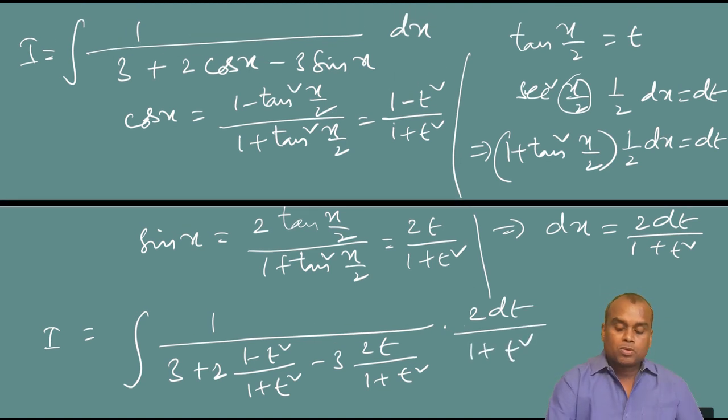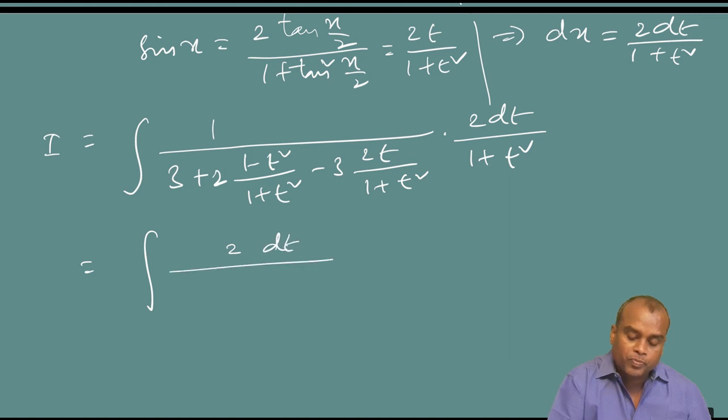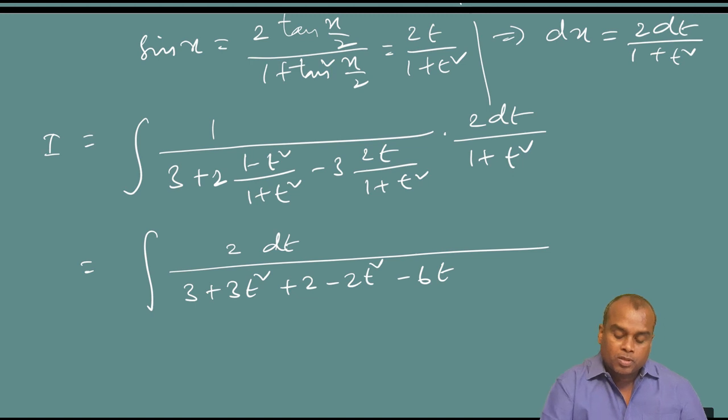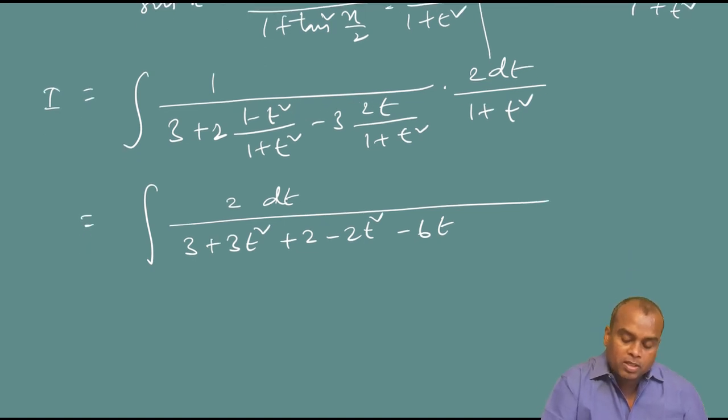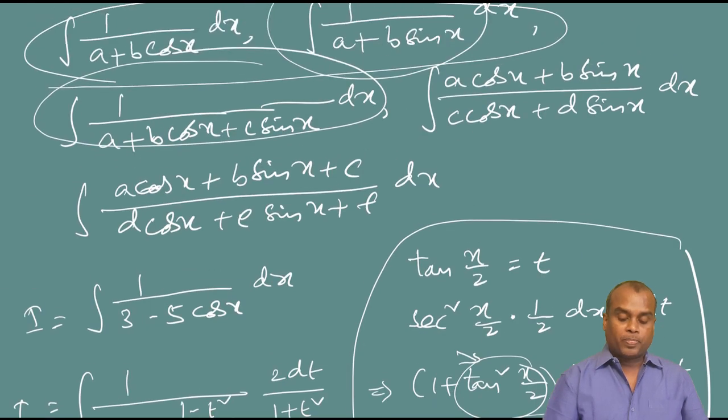Understood? So now we take the LCM here. I am getting it as integral, the numerator is 2 dt again, by, in the denominator taking LCM, 3 plus 3t square plus 2 minus 2t square minus 6t. So once again you can see that it is nothing but integral 2 dt by t square minus 6t plus 5, a quadratic, which you already know how to do. So I leave it there for you. Understood? And now let's go to the next method.